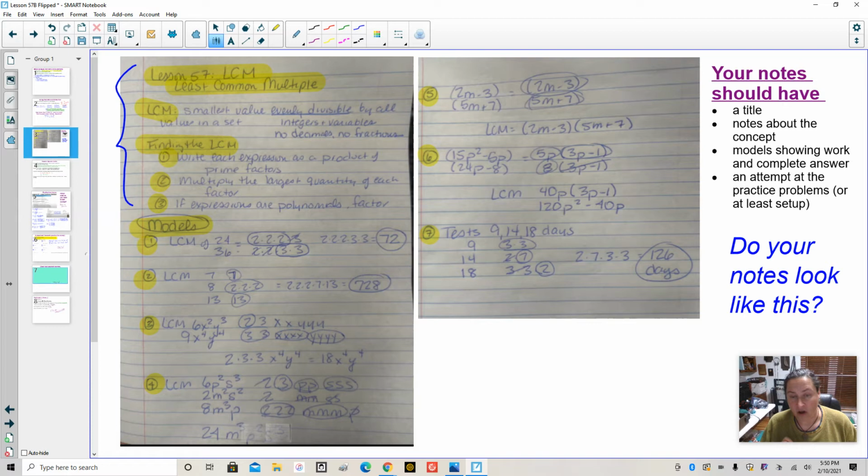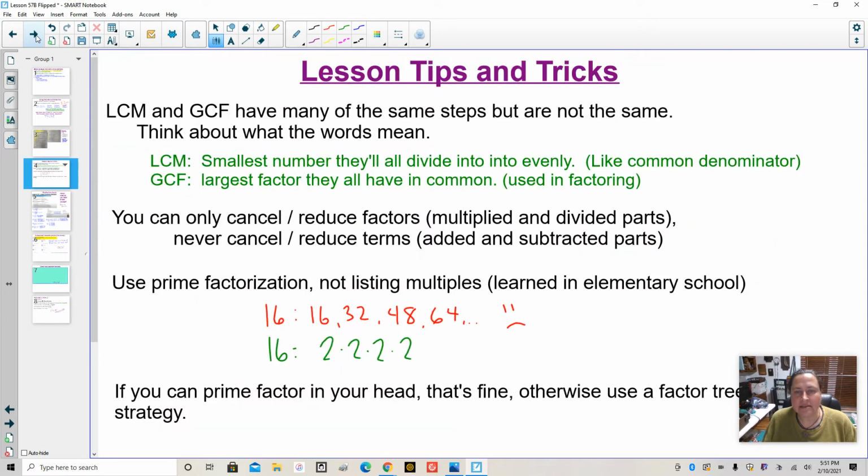The models are not an attempt and you can try them or not. The models I want in your notes fully with all of the work shown. So take a look and reflect on what it is that you're actually doing to help yourself be successful. Are you really showing all of that work? All right. Lesson tips and tricks.